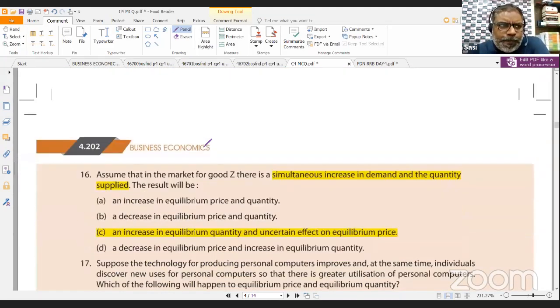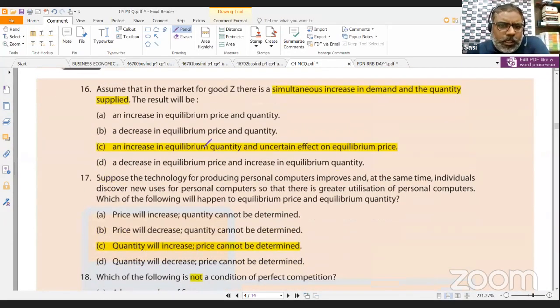Question number 16. Assume that in the market for goods Z, there is a simultaneous increase in demand and quantity supplied. So when demand and supply are both increasing, definitely there is an increase in the quantity, but we cannot talk about the equilibrium price. So an increase in the equilibrium quantity happened, but there is an uncertain effect on the equilibrium price.